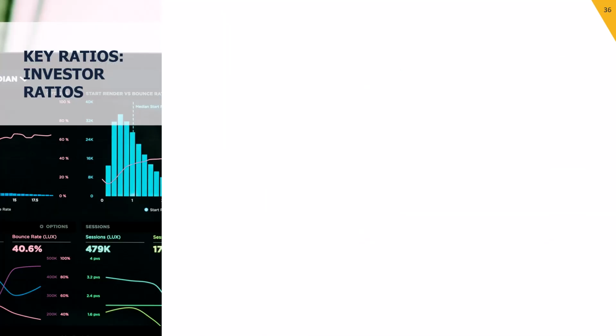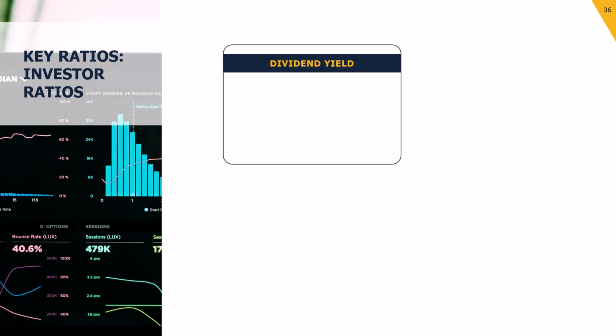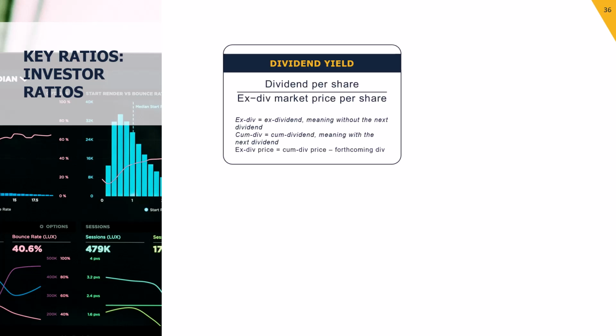We've then got our investor ratios, some of which you have seen previously. So you've got your dividend yield: dividend per share, divided by the ex-div market price per share. Ex-div means ex-dividend, meaning without the next dividend in there. Cum-div means cum-dividend, meaning with the next dividend. So we must make sure that we are using the ex-dividend price, which, if you're given this, fine, you would just use that figure in the question.